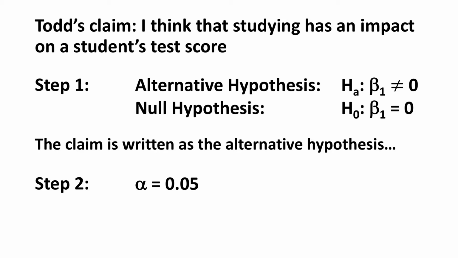The second step is deciding on the significance level. This is the probability of making a type 1 error, of rejecting the null hypothesis when it's true. The most common significance levels we use are 10%, 5%, 1%. In this case, I'm going to use a 5% significance level.